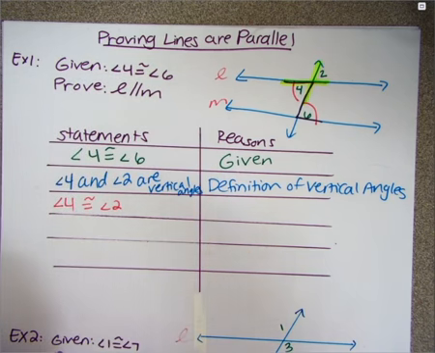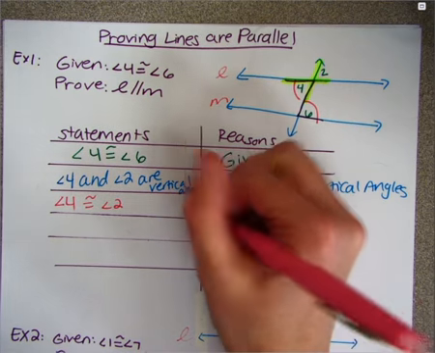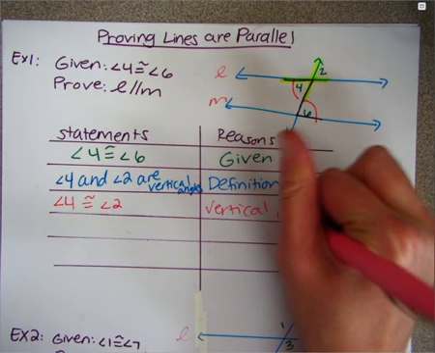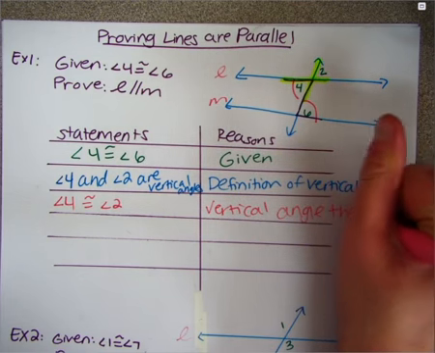And how do I know that? What definition, theorem, or postulate tells me that vertical angles are congruent? Precisely, you guys. That would be the vertical angle theorem. Vertical angle theorem. Nice job.